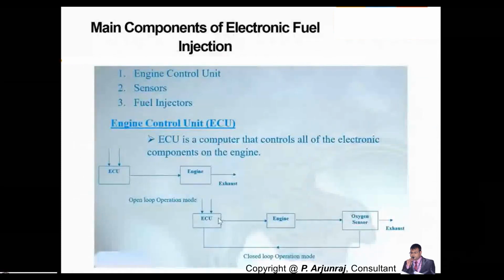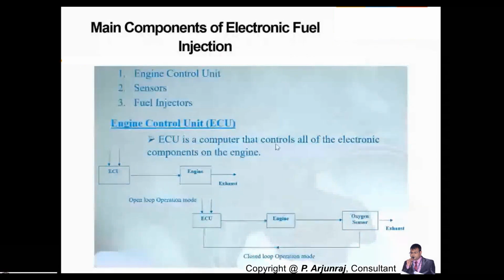So we have different components involved in the electronic fuel injection system, which involves three important parts. One is the ECU, shortly called the engine control unit. You have the sensors, and you have the fuel injectors. The ECU is basically a computer that controls all of the electronic components on the engine. I told you the quantity of fuel injected from the fuel injectors is based on the speed of the vehicle, or basically the speed of the engine. So the ECU gives a signal, and according to that, the fuel gets injected into the system.